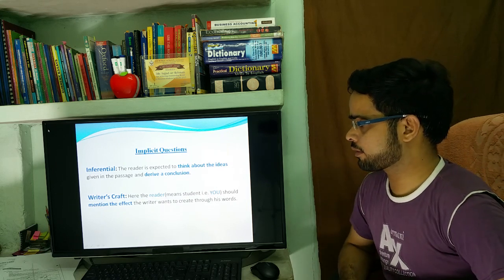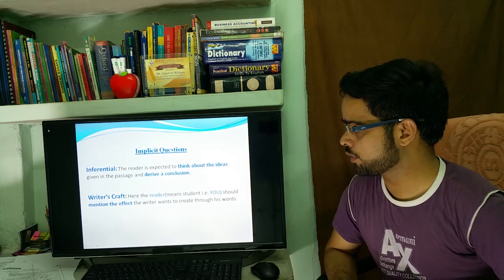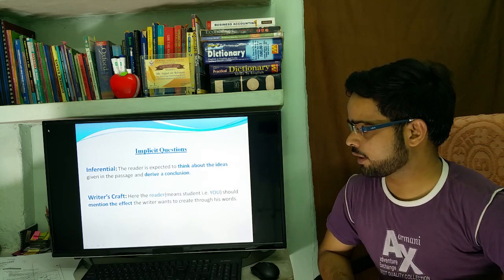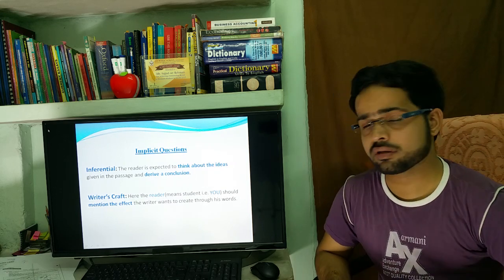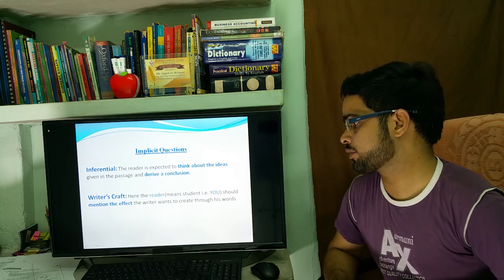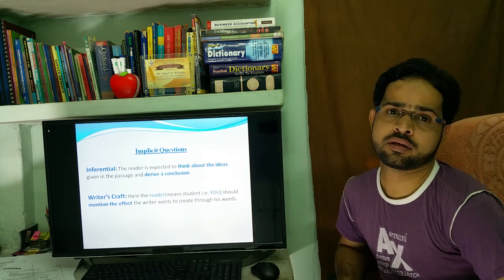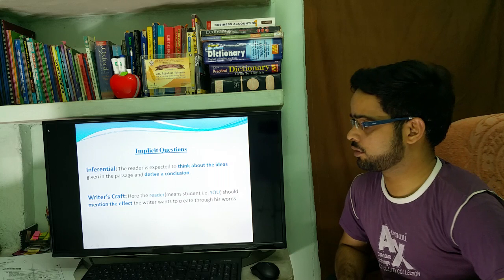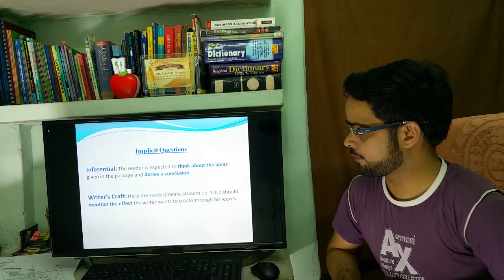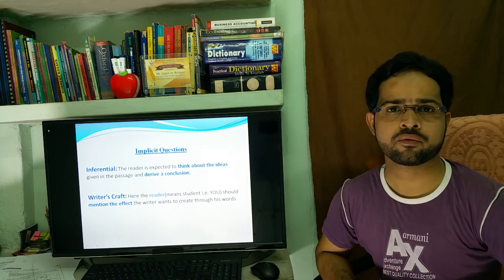You'll be given a task and you will derive an idea. Writer's draft. Here the reader means student, that is you, should mention the effect the writer wants to create through his words. He'll not directly tell you what he's saying. So you need to decode his phrases, his metaphors, his figurative language.